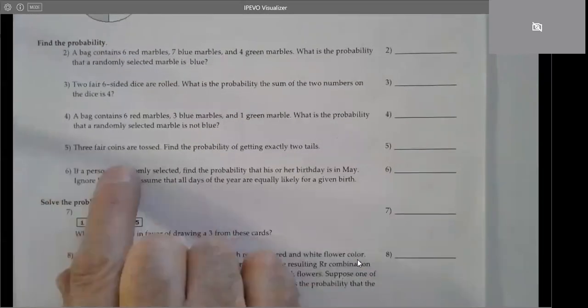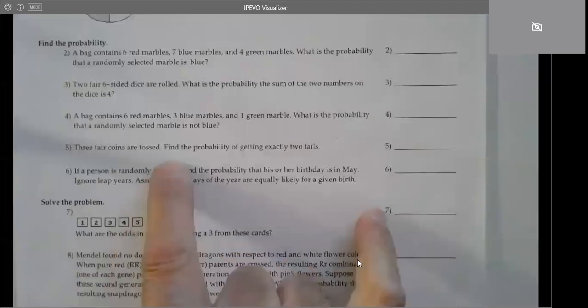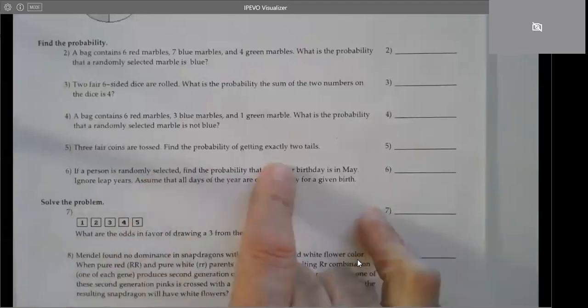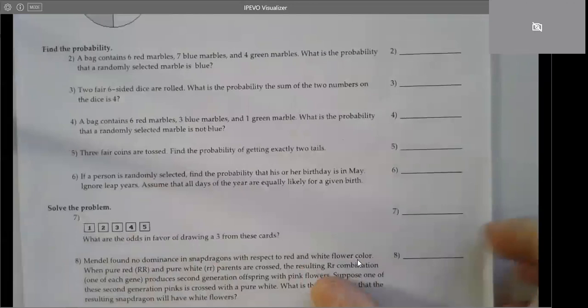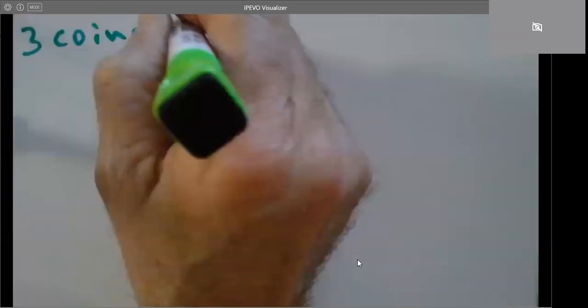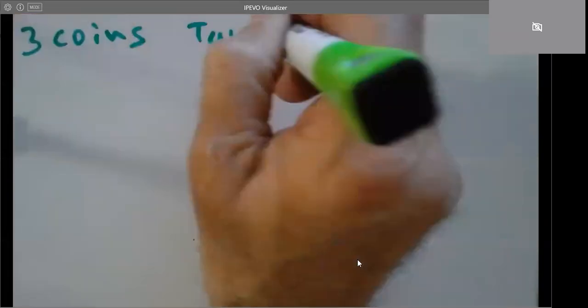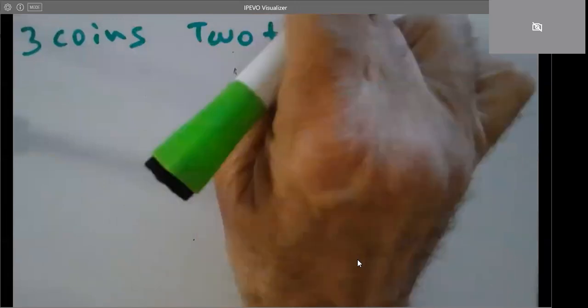We've got 3 fair coins that are tossed. Find the probability of getting exactly 2 tails. So when you're trying to find the exact probability of something, you've got 3 coins, and we want to find the probability of getting 2 tails.